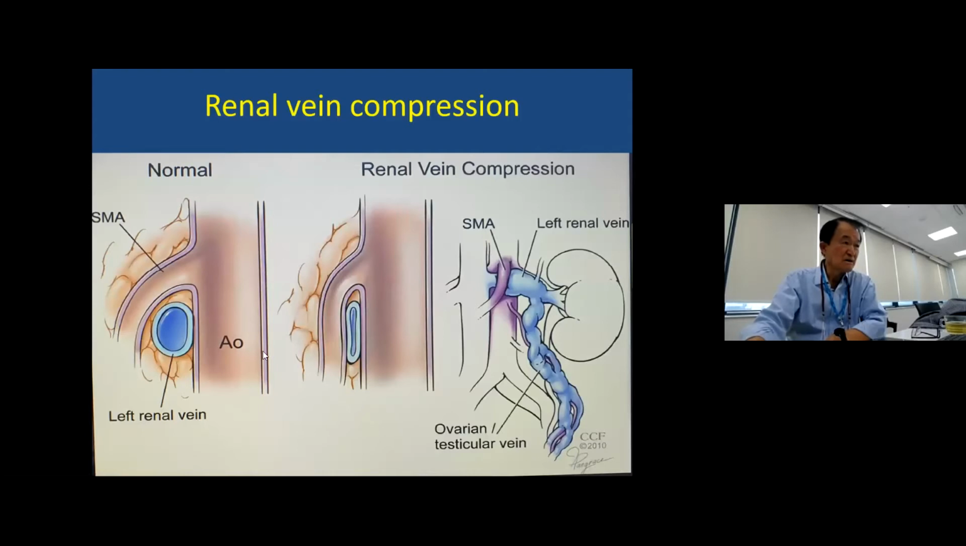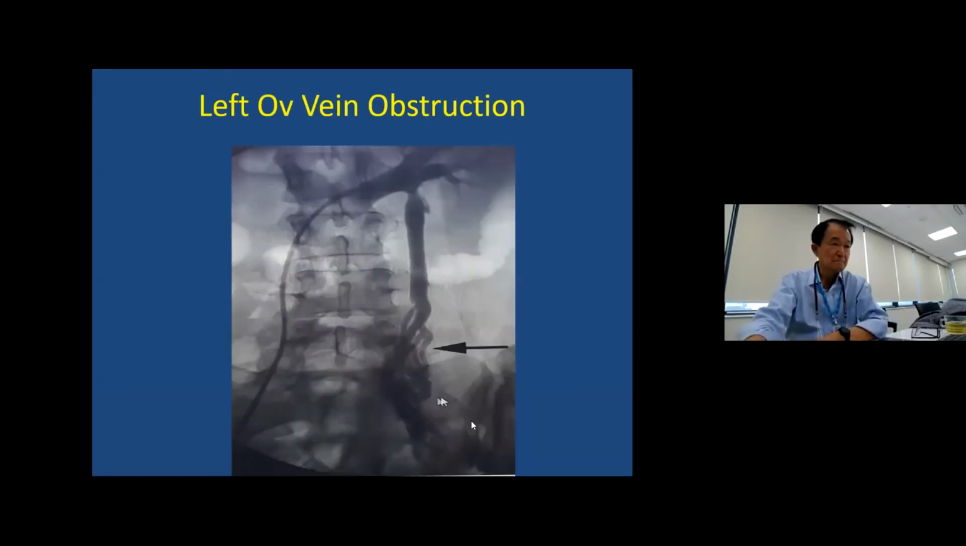So on the renal vein, you can compromise. The superior renal vein is just underneath the superior mesenteric artery. If a pancreatic tumor or other things are blocking here, it may also compress the left renal vein, and then you have obstruction of the left ovarian vein in ladies, or the testicular vein in males. Then you have pelvic congestion syndrome, pelvic pain. So these kinds of things: a dilated left ovarian vein connected to the left renal vein.